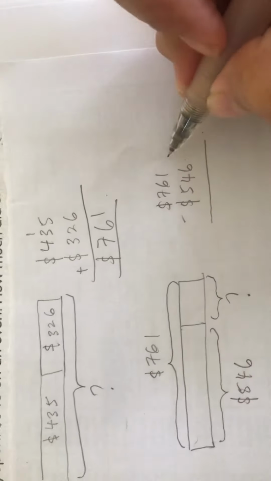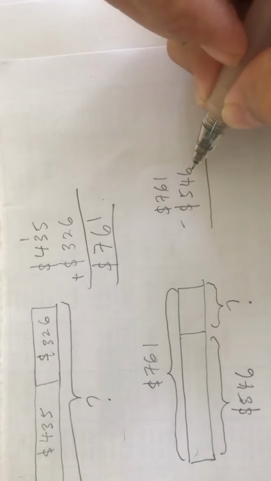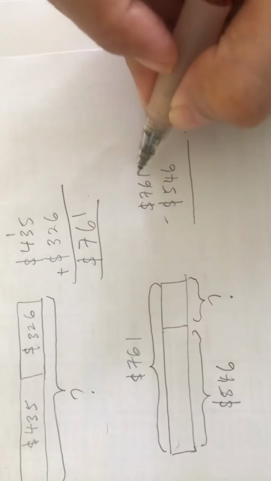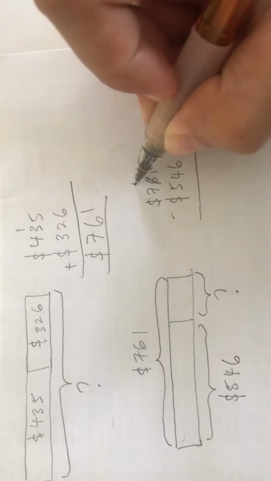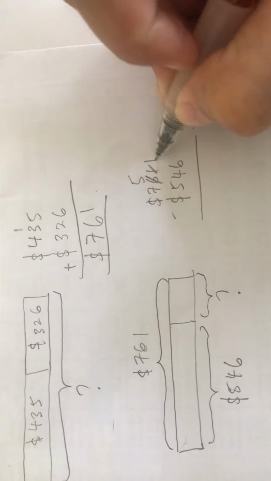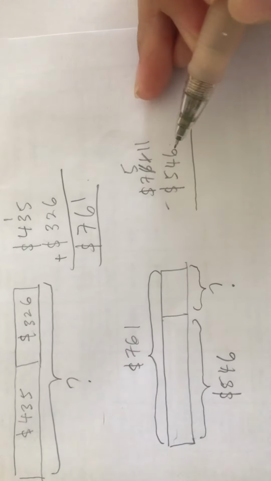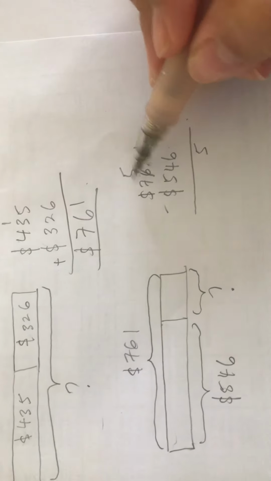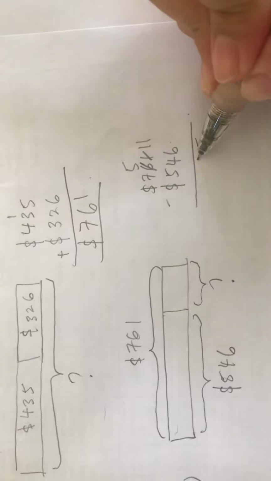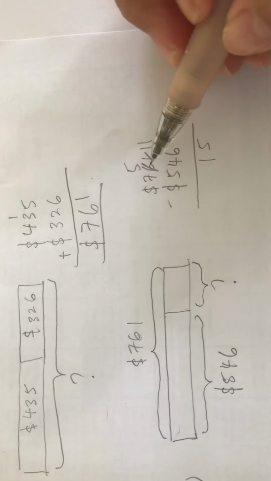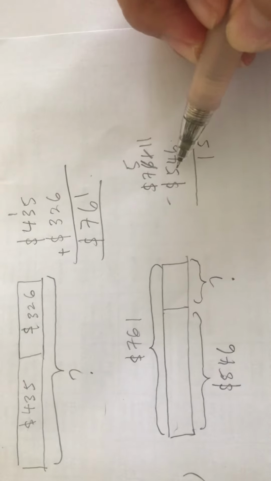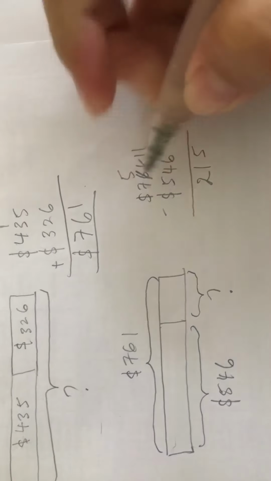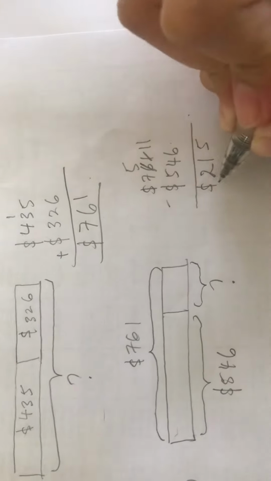1 cannot minus 6, so you need to borrow from the neighbor. Borrow here, it becomes 5. This one will become 11. So 11 minus 6 is 5. 5 minus 4 is 1. 7 minus 5 is 2. So she has $215 left.